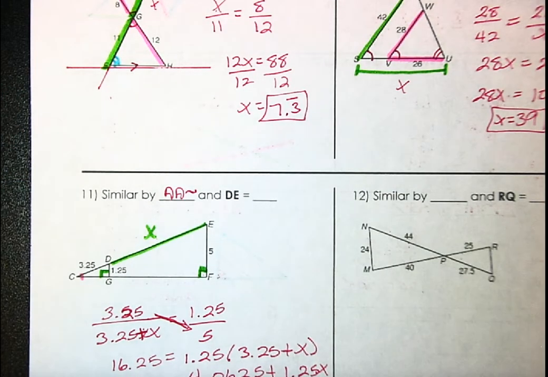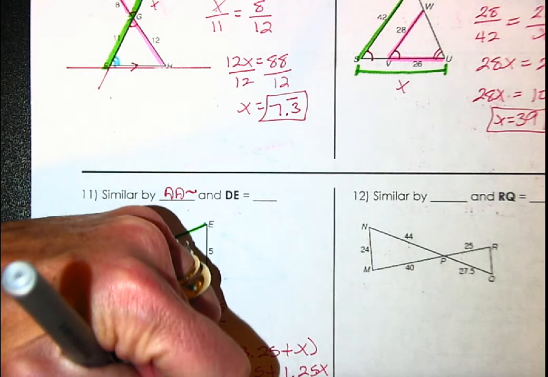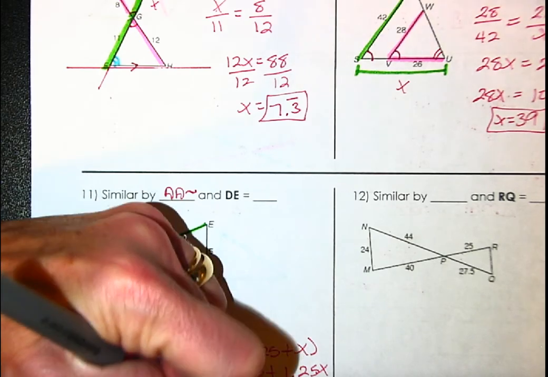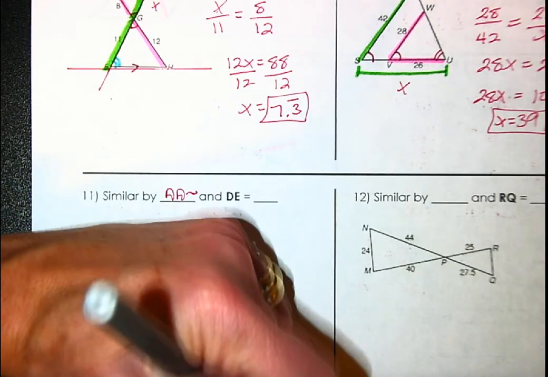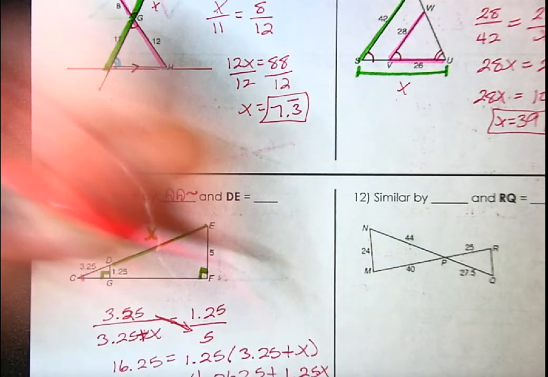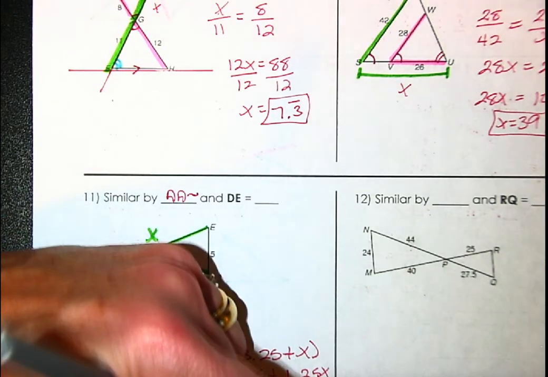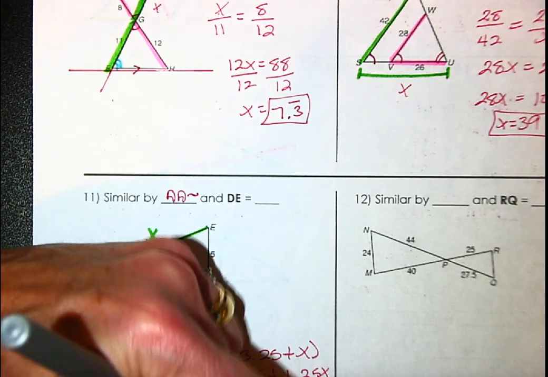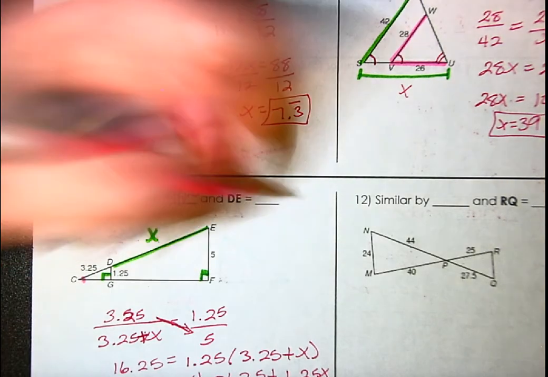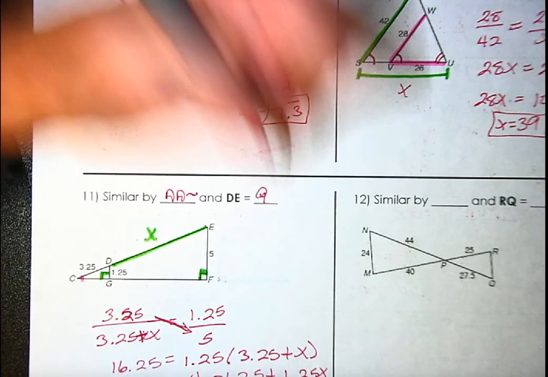And then I need to do a little subtracting and solving for x. So I'm going to do 16.25 minus 4.0625, and that's going to give me 12.1875 equals 1.25x, and then divide that by 1.25, and I get that x equals 9.75. And that is your answer.